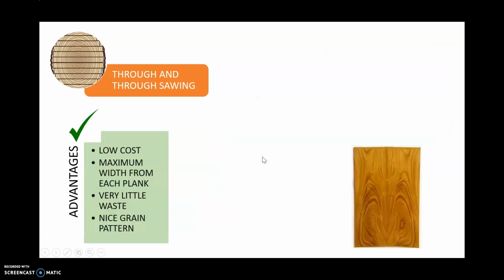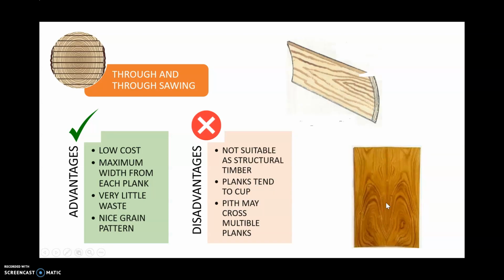So the advantages: low cost, you get the maximum weight from each plank, very little waste, and you get a nice grain pattern here. So this is our flame grain or cathedral grain pattern. Just two pieces of wood stuck together and varnished, and looks quite nice. Our disadvantages are not suitable as structural timber. Planks tend to cup.